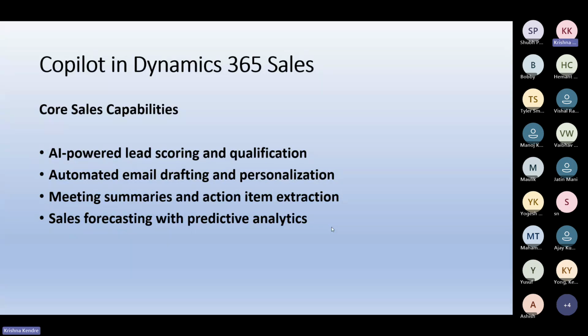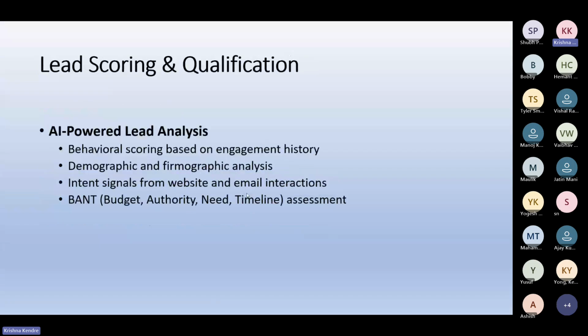Now, how does it help with lead scoring and qualification? First, we have AI-powered lead analysis. Copilot and Dynamics AI look at multiple dimensions of a lead and not just static information. It will also use behavioral scoring based on the engagement history, like email opens, clicks, website visits, and event participation. The more consistent the engagement, the higher the behavioral score that we get for the customer.